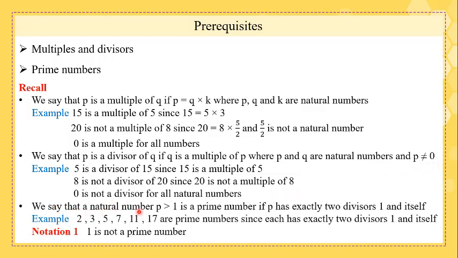We say that a natural number P greater than 1 is a prime number if P has exactly two divisors, 1 and itself. Example, 2, 3, 5, 7, 11, and 17 are prime numbers, since each has exactly two divisors, 1 and itself. Notation, 1 is not a prime number.